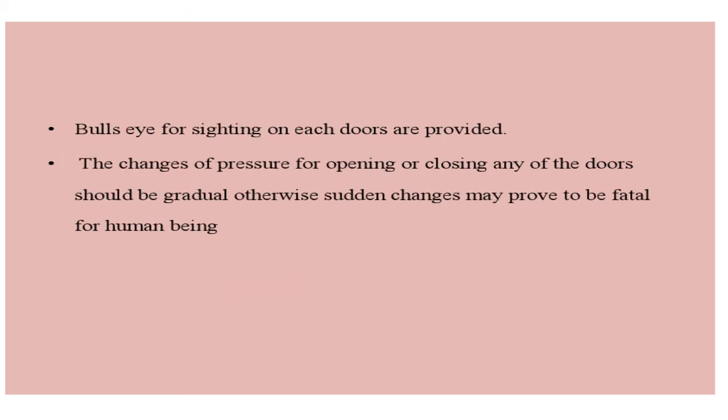Also, there is a bullseye for sighting on each door. I have told you, bulkhead is there, then you have airlock. In the airlock, you have two doors, one in the front portion, other in the back portion. And in order to see what is happening from the door, you have a bullseye, that is, a lens-like thing.